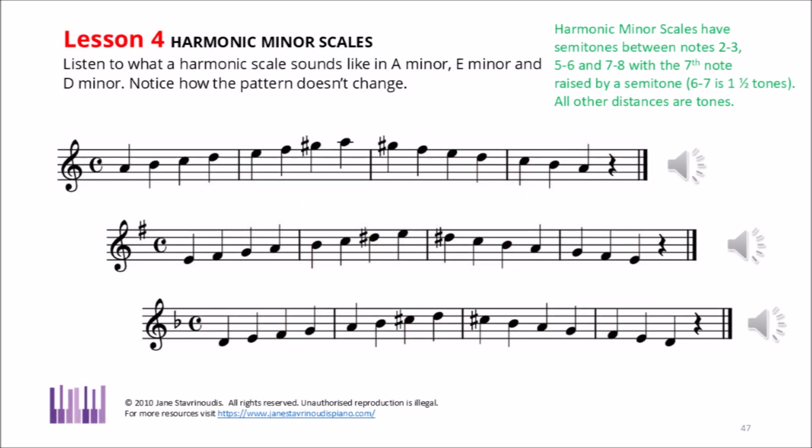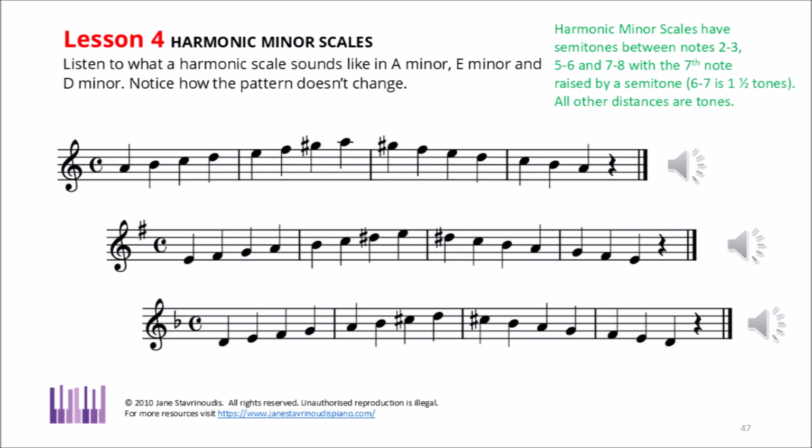Here are 3 harmonic minor scales in 3 different keys. They are all the same scale and have the same pattern of tones and semitones, they just start on different notes. This is what a harmonic minor sounds like. Notice that this scale has no sharps or flats, but the 7th note is raised to G sharp. This fact that it has no sharps or flats is why a harmonic minor is related to C major, and they have the same key signature.